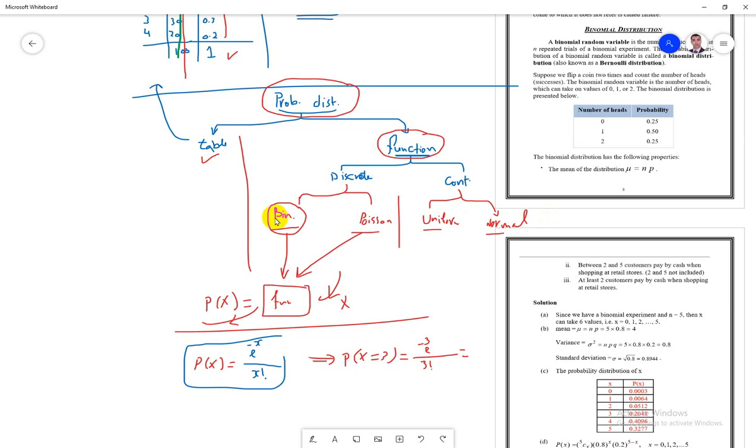For the binomial, we have a formula. I have to use it. For the Poisson, I have a formula. I have to use it. In uniform, I have a formula. I have to use it to find the probability for a specific value of x. For the normal, we have a formula, but it is very complicated, so we have a standard normal table that can help us. For the other distributions, yes, you can use tables, but the formula is easier to use.